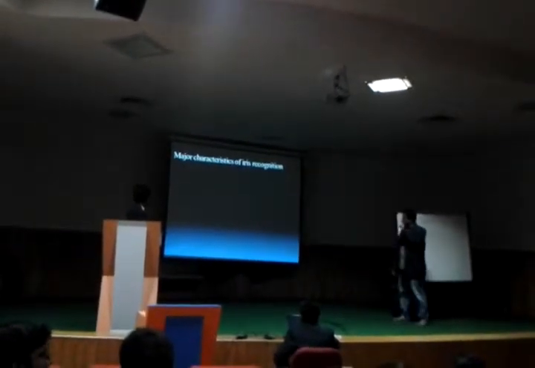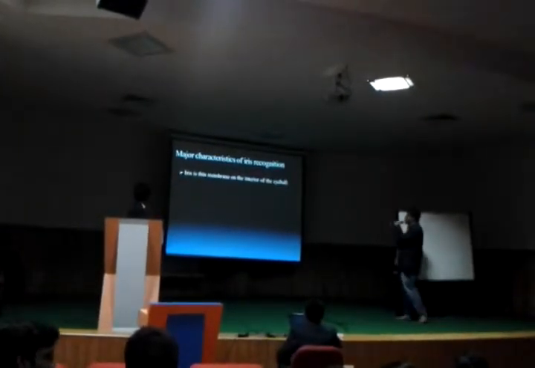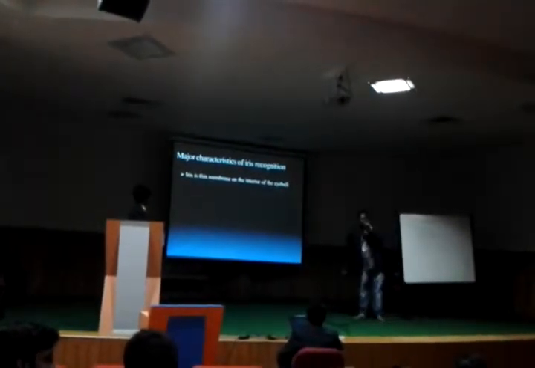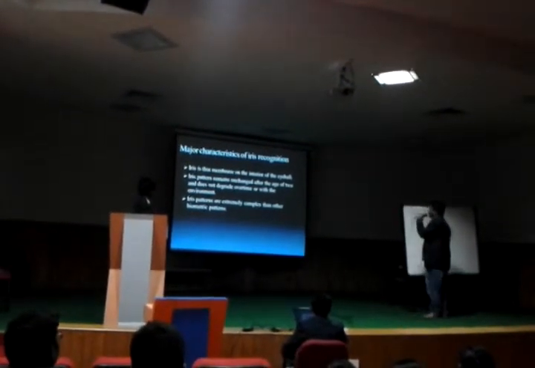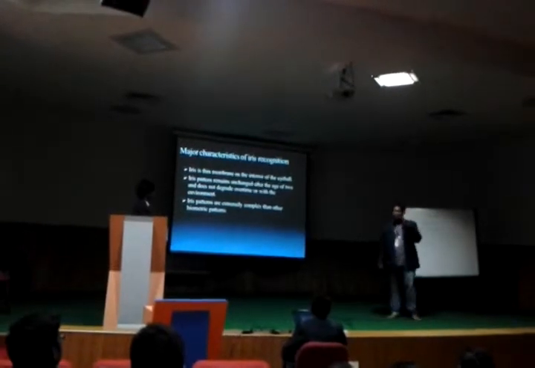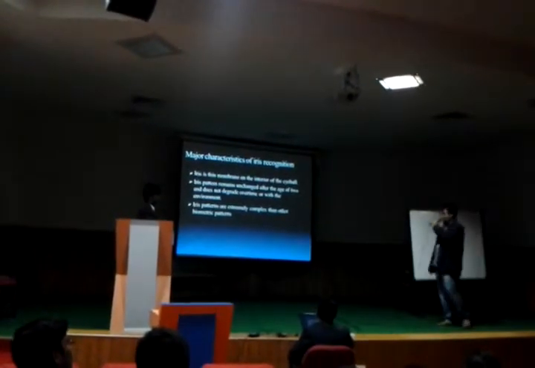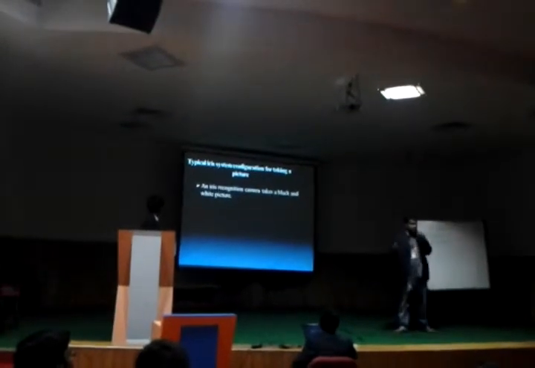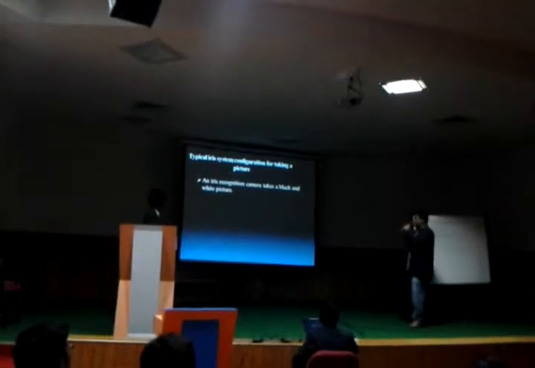Next are the major characteristics of iris recognition. The first is that it's a thin membrane on the interior of the eyeball. Now, the iris pattern remains unchanged after the age of 2, as I said. And the third one is that it is extremely complex because of the patterns. That is because, as my fellow mate said, the left iris is different from the right iris. That is the main reason why.